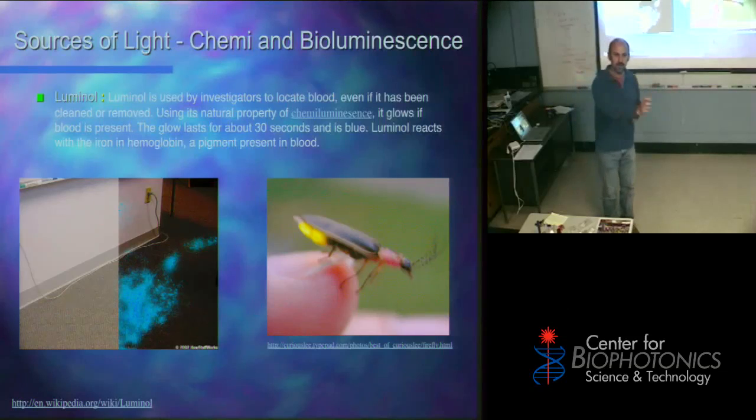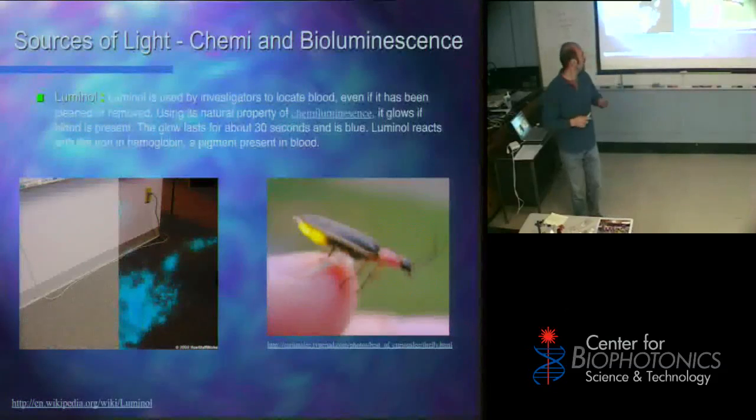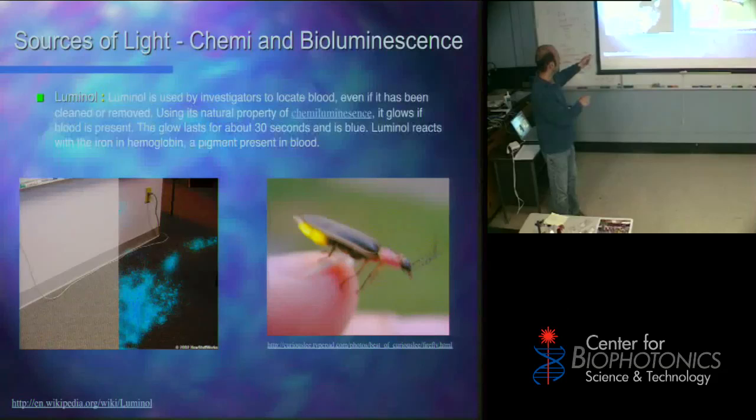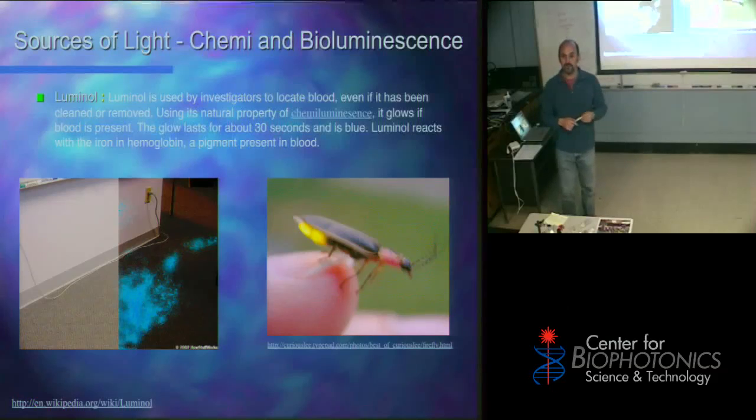Okay? With blood, you can see really small traces of blood. You can make them glow by just spraying luminol on them. And it would look like this. Here's your regular carpet during the day. You turn off the lights and you spray the luminol, and you can see the traces of blood. Now, the problem is it shows you traces of iron. Because there's iron in blood, that's what the luminol is reacting with.